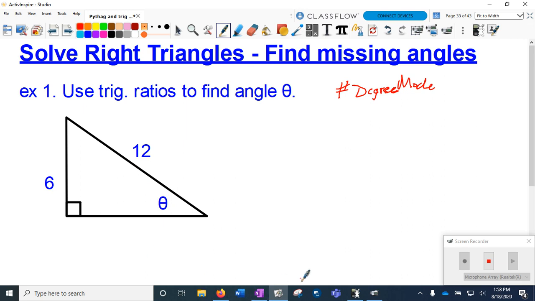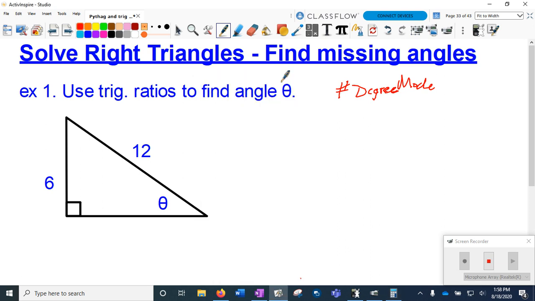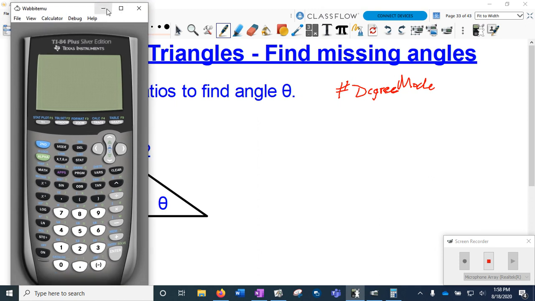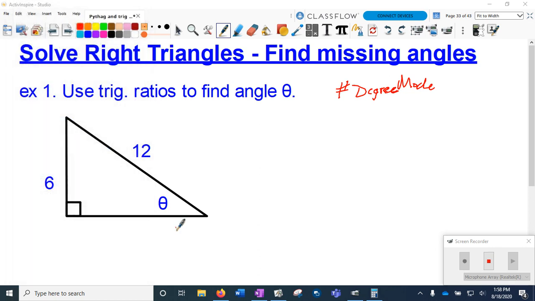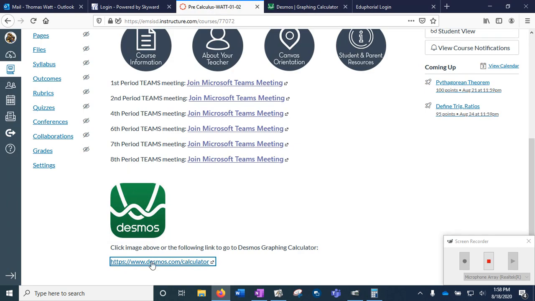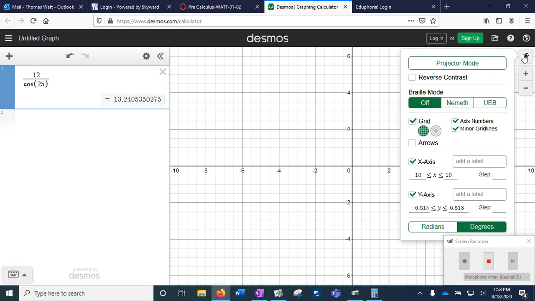Again, if you're using your laptop calculator, it's usually automatically in degree mode, but you're going to have to do some typing in reverse. I would highly recommend that you get a graphing calculator, either an app on your phone or something to that effect. But at the very least, you can use Desmos. There's a link to it right here on the home page. You can change it to degree mode by pressing this little wrench. It's in degree mode down here.